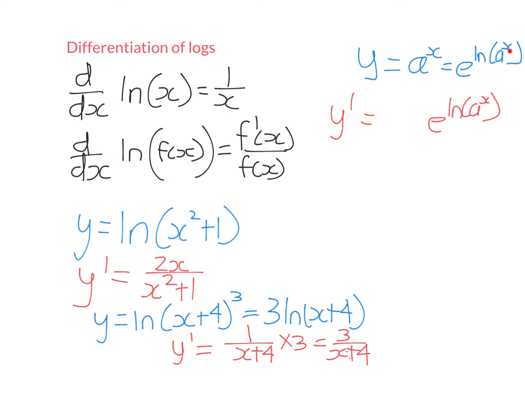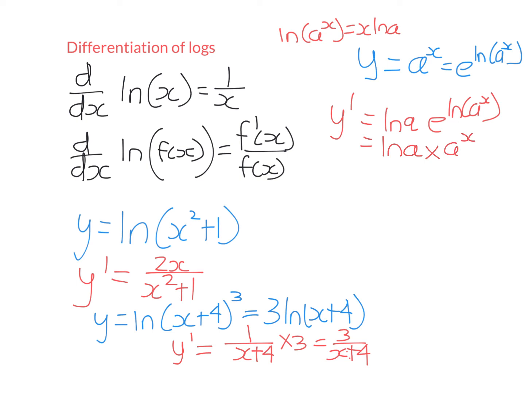So what is the derivative of ln a to the x? Well, remember, of course, I can write ln a to the x as x ln a, because I can just move this second power to the front. So the derivative of x ln a is just ln a. So I've got y dash equals ln a, e to the power of ln of this. So that, remember, just equals a to the power of x. So the derivative is just ln a times a to the power of x.